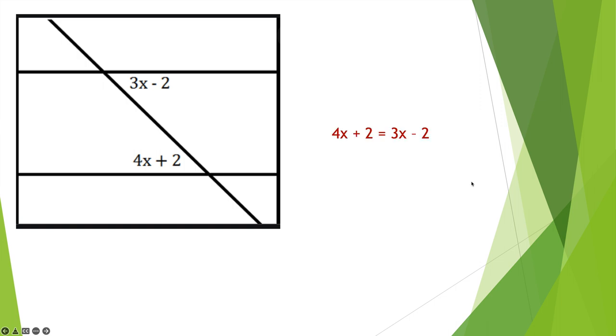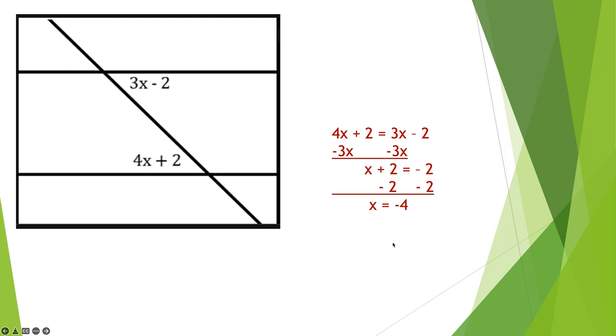4x plus 2 is 3x minus 2. Subtracting the 3x's, subtracting the 2's, x is negative 4. Strange. Okay, let's take the negative 4 and plug it in here. 4 times negative 4 is negative 16, plus 2 is negative 14. 3 times negative 4 is negative 12, minus 2 is negative 14. That's great, it checks. The only problem is you cannot have a negative angle.